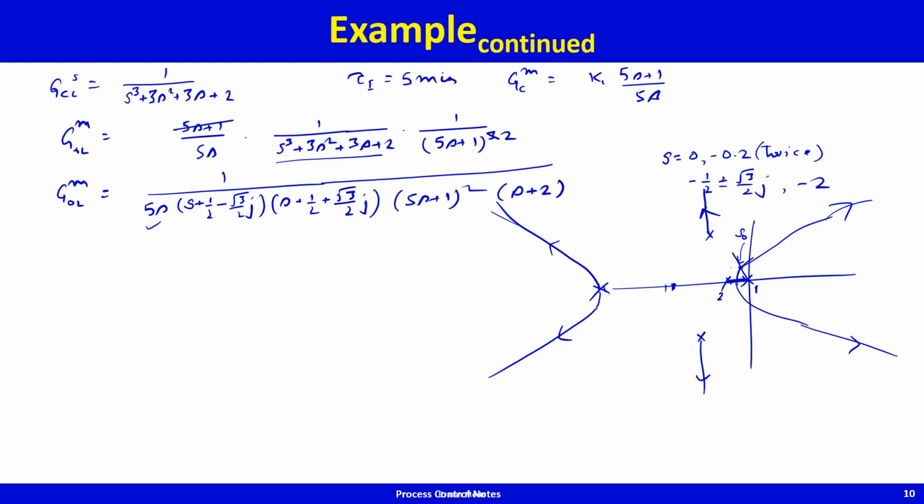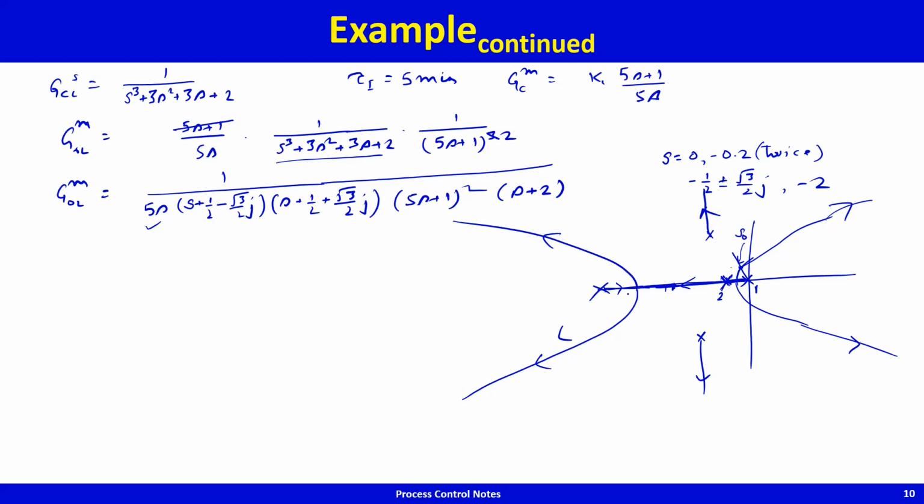Oh, this will not go like this. Understood, understood. Hang on, hang on. I made a mistake. This will go like this. This will go a little here, this will go here, and then it will break out somewhere here, and then it will go like this. Something like this. That's what it will look like. Because this pole is repeated twice, therefore, locus will exist here.